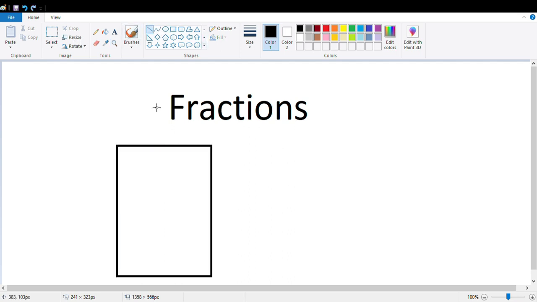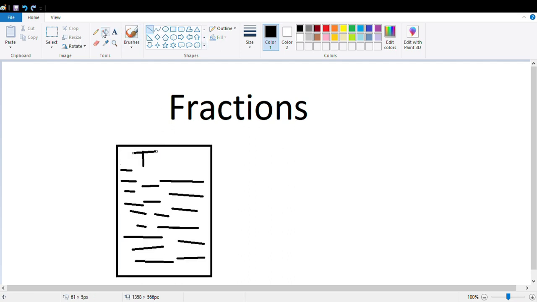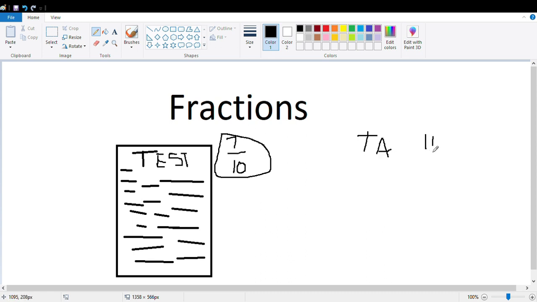Let's take that as a test paper. Everybody agrees this is a test paper, even though how bad it looks, right? Now, out of this test paper, you got only 7 out of 10 right. So the total number of answers is 10. Okay, we all agree.